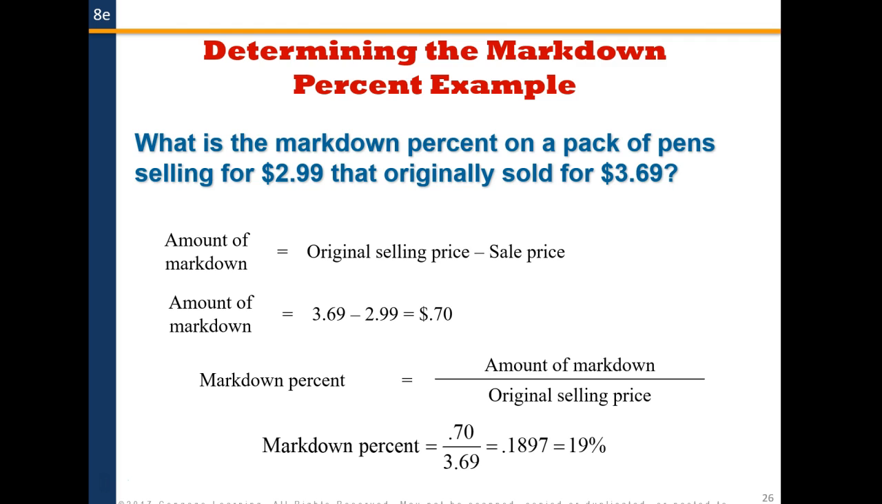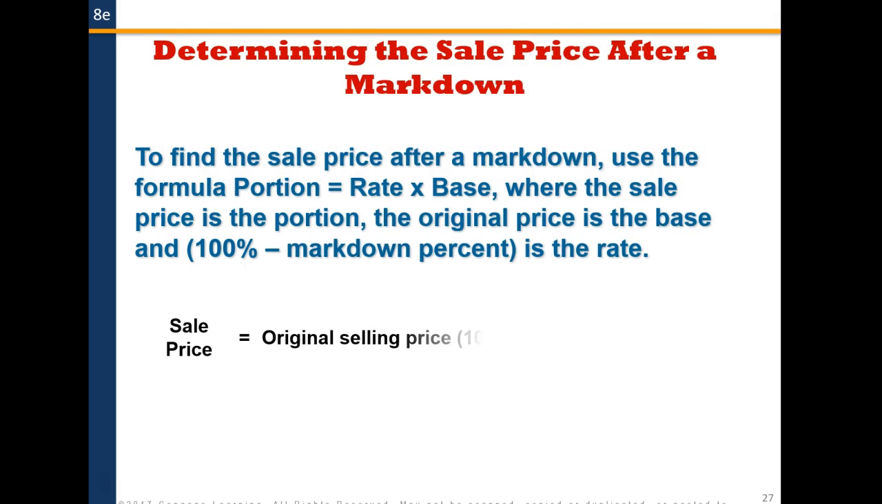So in your guided notes, it says your turn, a blender that originally sold for $60. I want you to pause the video and solve that and then come back. Okay, so the answer to the blender is on page 245, example 12.